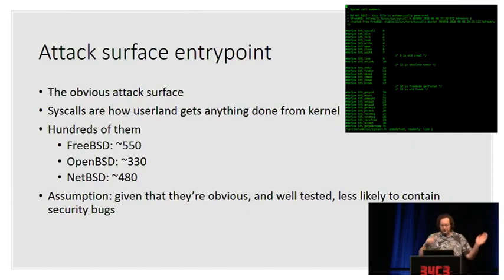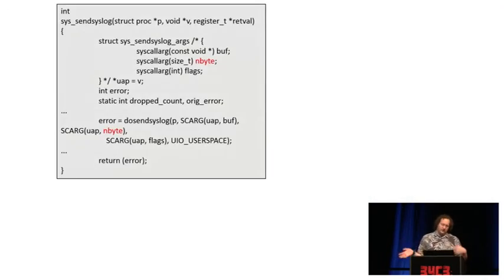FreeBSD has well over 500, NetBSD has almost 500, and OpenBSD has about 300 and change. So right then and there, there's a clear difference in attack surface between the three, right? But even regardless of attack surface, my assumption was that, given that these are so obvious and so well tested, they're less likely to contain security bugs. And so I go along and I start looking at system calls and playing around with them.